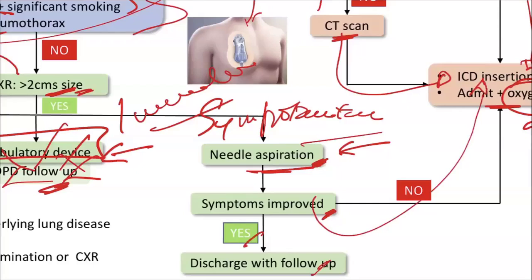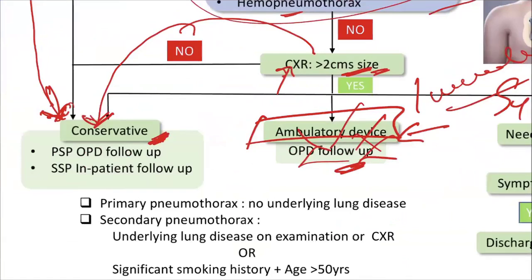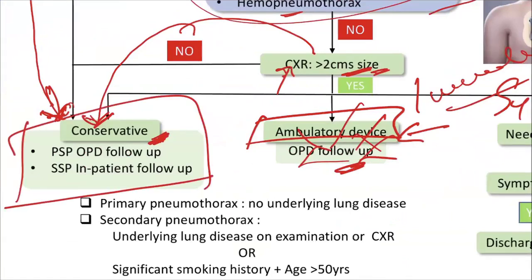Again, needle aspiration, there are a few things you need to remember. The maximum you can aspirate is 2.5 liters. More than this is not recommended. Conservative management, I keep on talking about conservative management. In conservative management, you need to see whether the patient has a primary spontaneous pneumothorax or a secondary spontaneous pneumothorax.